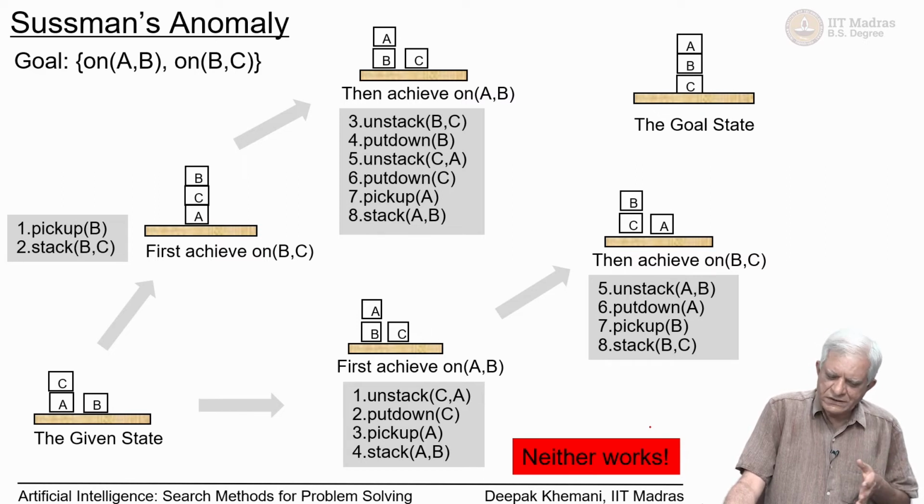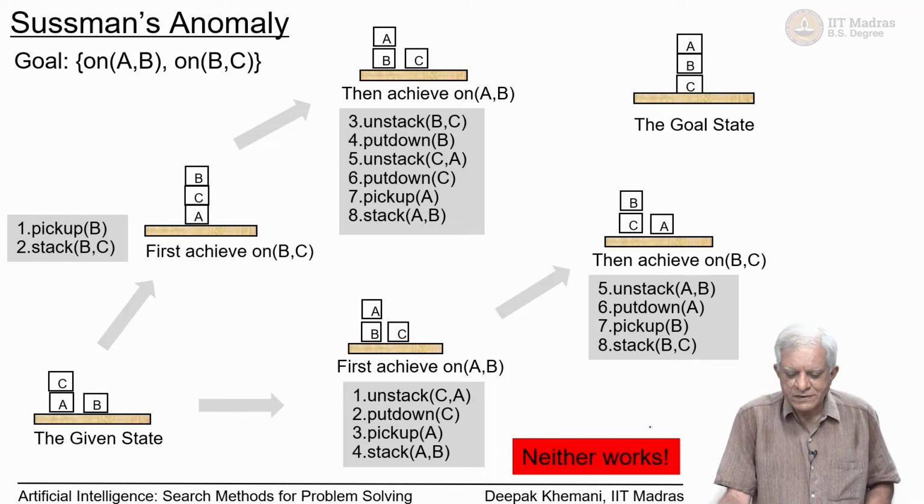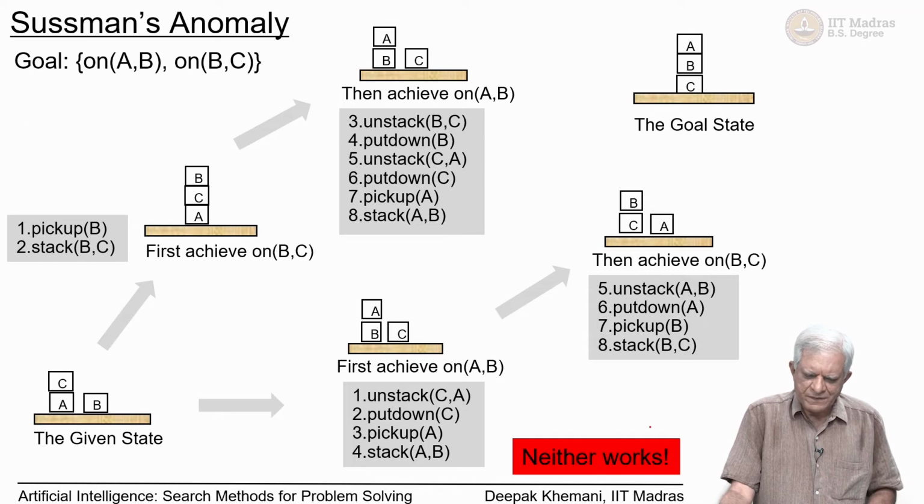So, neither order gives you an optimal plan. In both cases, supposing you have achieved two goals, on AB and on BC, in any order, you do not end up solving the problem. Of course, in this blocks world domain, you can do some more actions and eventually achieve it, but you will have a longer plan.